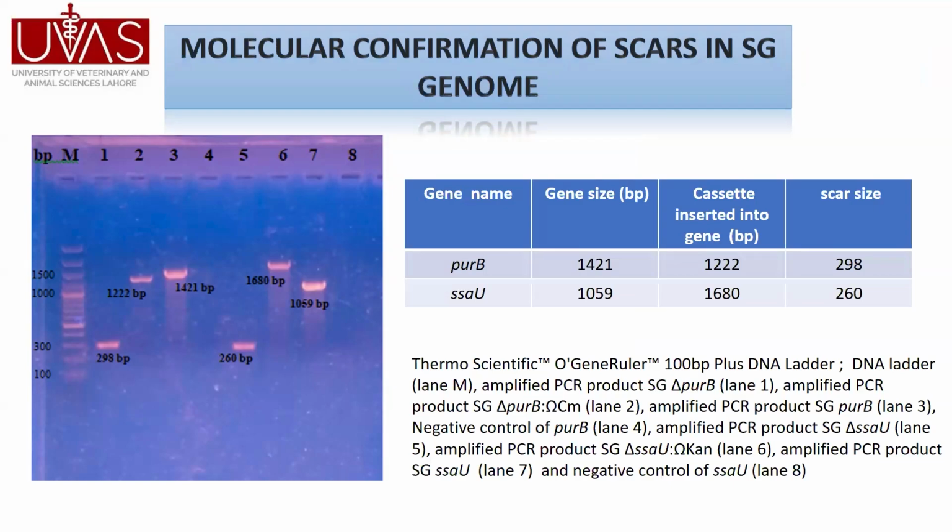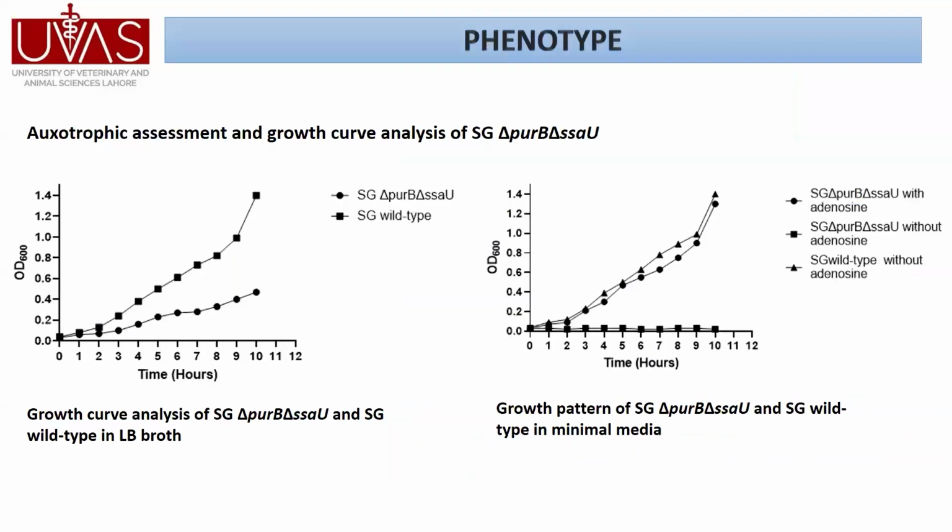Now this shows that the mutant has been developed. Similarly, the wild type is 1059. When we inserted the cassette, it became 1680 base pair, and when the cassette was removed, it is a 260 base pair remnant gene. This is called a scar. So this was the genotype information that we were able to create for those mutations.